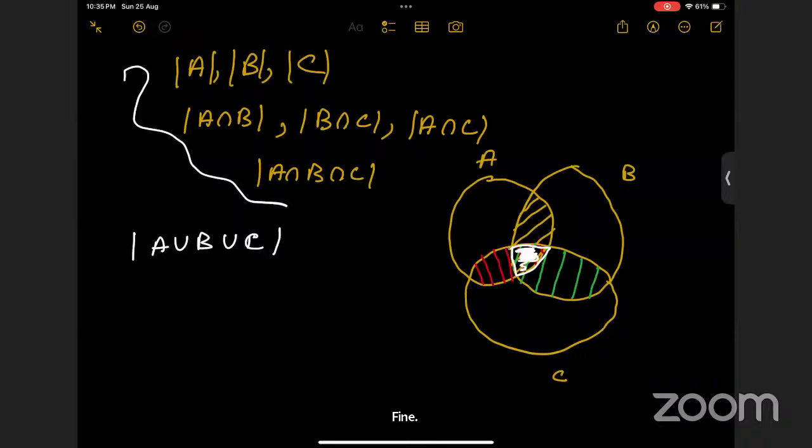So I think that much hint was okay for you. I think you can now solve this using this hint. Fine.